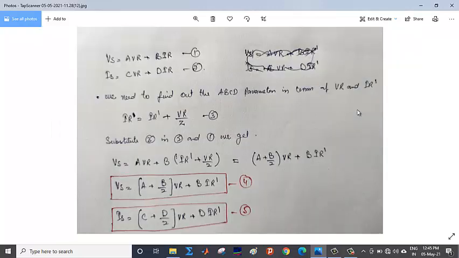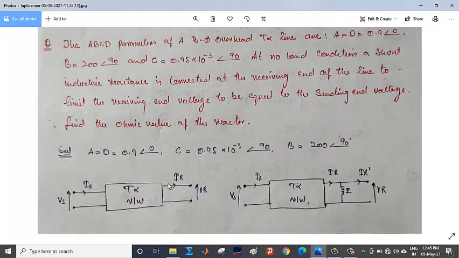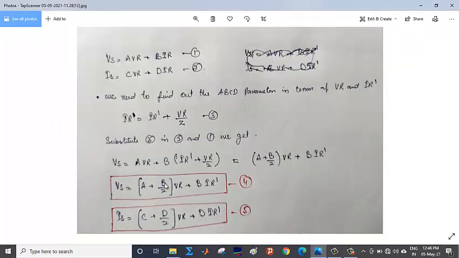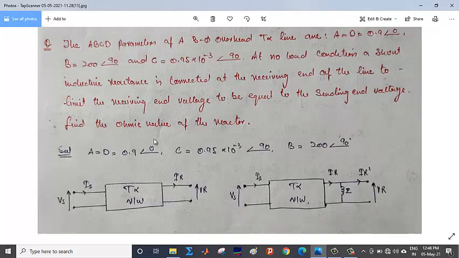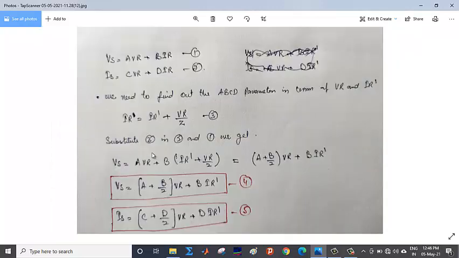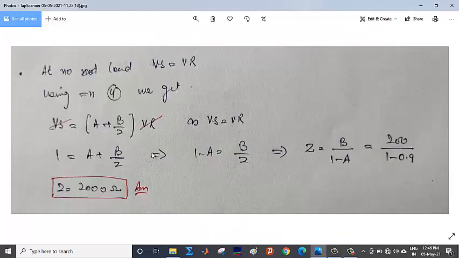And one more thing, B is given as 200 angle of 90 degrees, and Z is inductive. It means it will also have an angle of 90 degrees. This is 200 j, this will be, let's say, Zj. So what I mean to say is that this B by Z will be a real number. It will not have any angle. A is already a real number because its angle is given to be equal to 0. So we need not do complex calculations. We need to do the real calculations only.